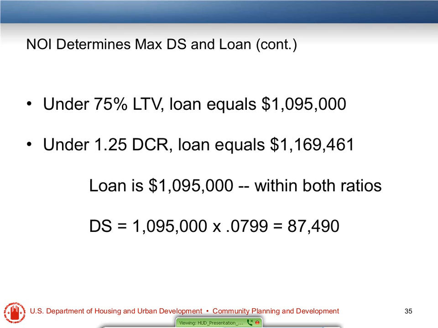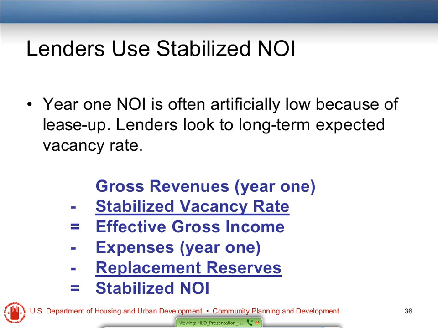So we want to calculate debt service now on the $1,095,000 at the constant, and that gives us a debt service of $87,490. And this is the amount then that would be used to repay the bank back. The monthly debt service payment is one thing, but it's a calculation for annual debt service.